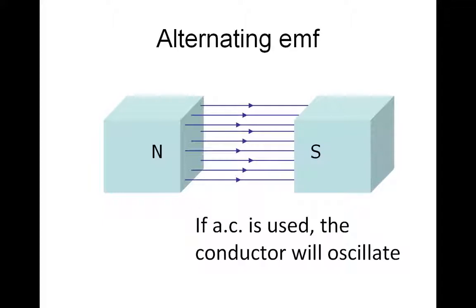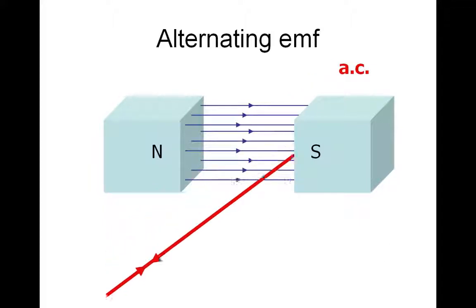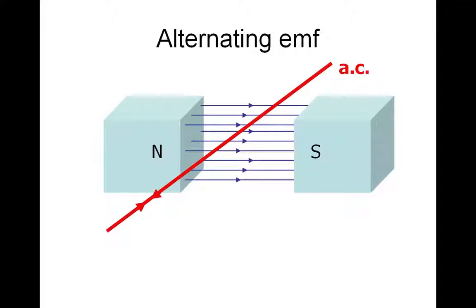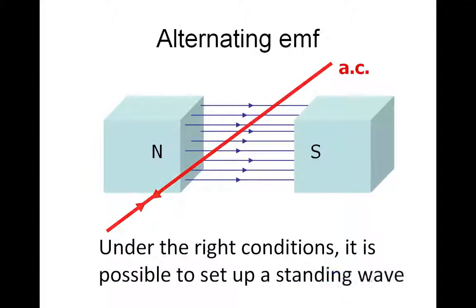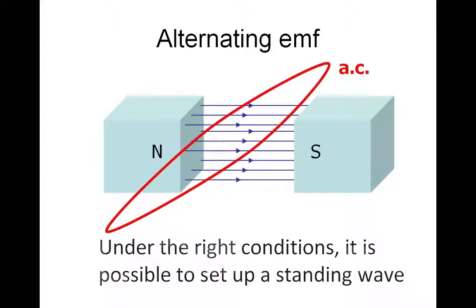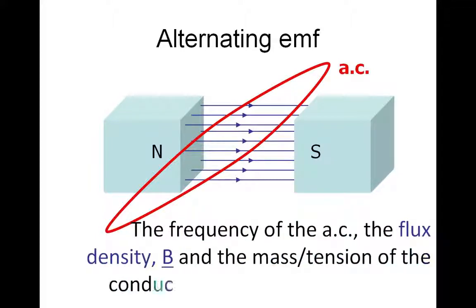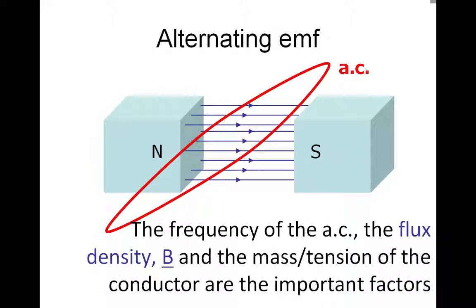If we have alternating current, we get the conductor to oscillate, depending on the frequency of the AC. Current flows backwards and forwards, so the force is up, then down, then up, then down. If we have the right conditions, we can set up a standing wave. So there's the fundamental mode of our standing wave, and the factors that are going to affect that are the frequency, strength of the field, the flux density, and the mass per unit length, and also possibly the tension, the weight that we have hanging on the conductor.